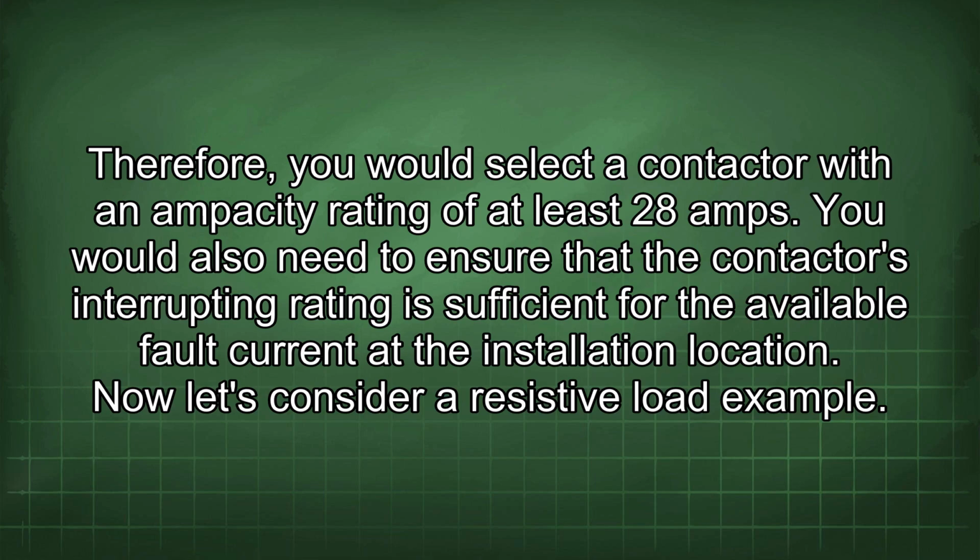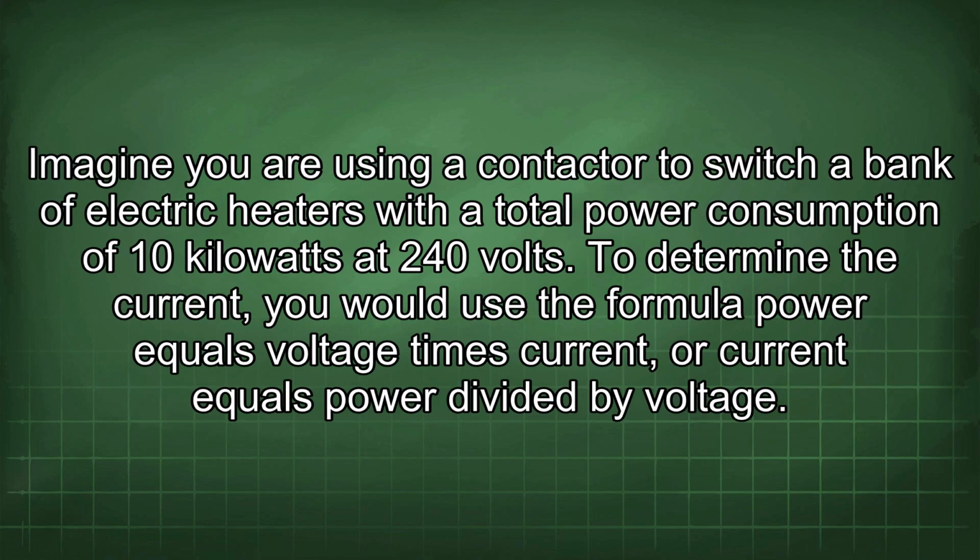You would also need to ensure that the contactor's interrupting rating is sufficient for the available fault current at the installation location. Now let's consider a resistive load example. Imagine you are using a contactor to switch a bank of electric heaters with a total power consumption of 10 kilowatts at 240 volts. To determine the current, you would use the formula power equals voltage times current, or current equals power divided by voltage.